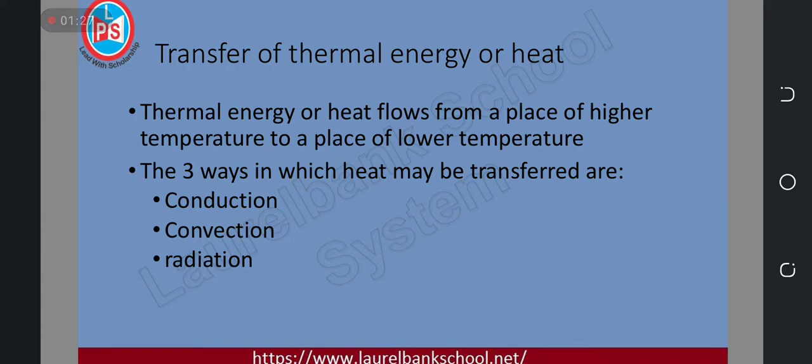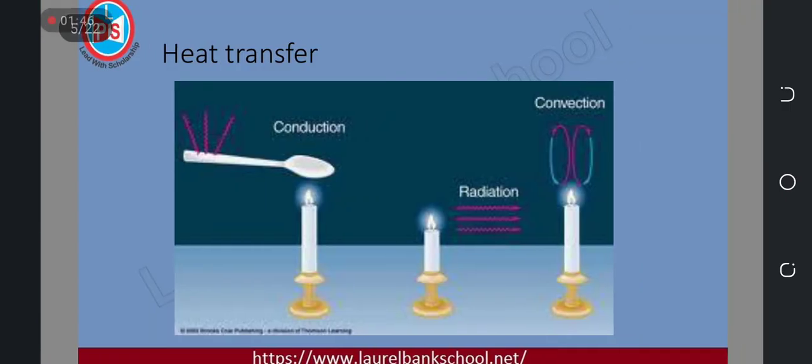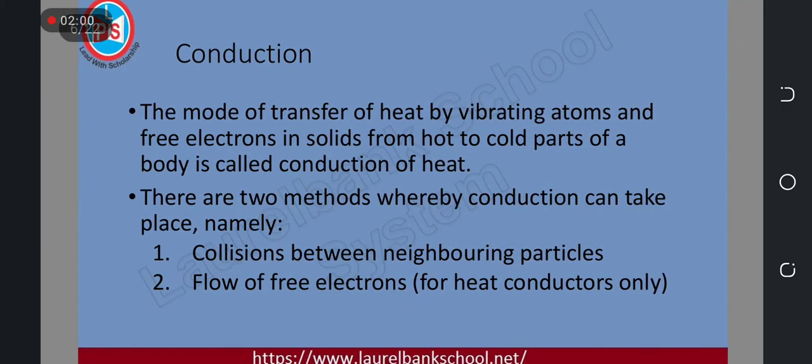So basically there are three ways by which heat can be transferred. The first method is conduction, then convection, and the last one is radiation. So these are the three processes by which heat can be transferred. First of all, you can see in the diagram how conduction, convection and radiation occur. We will explain these topics one by one. First of all, we will discuss conduction.